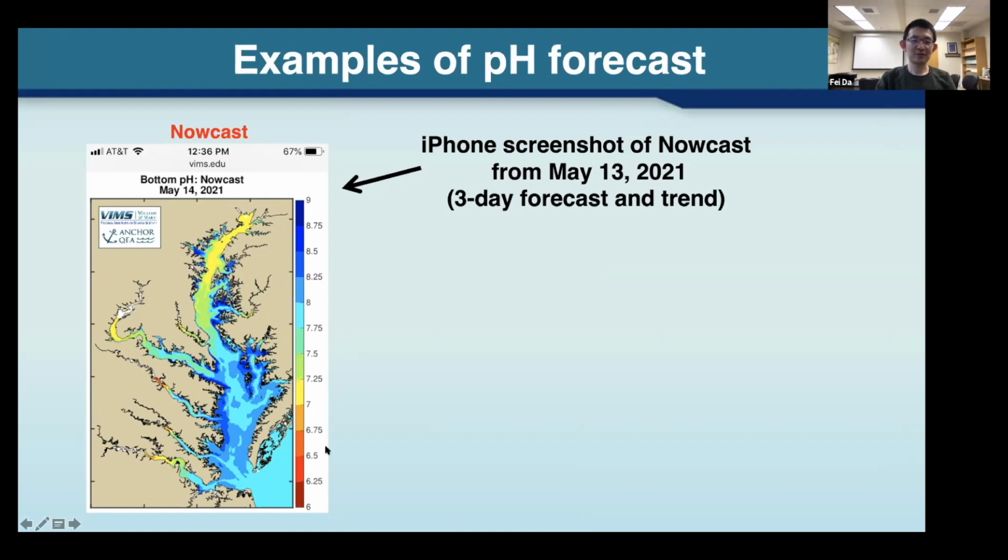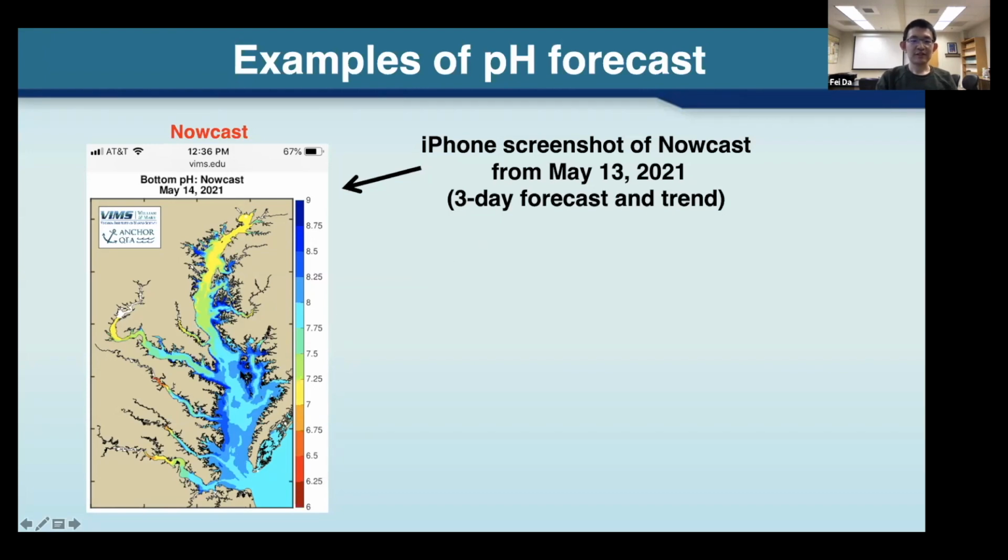Warmer color means lower pH and cooler color means higher pH. And this is a screenshot I grabbed yesterday from my phone. Also, on the website, we provide the forecast for the next couple of days and also the trend, which is the change in pH in the next couple of days.